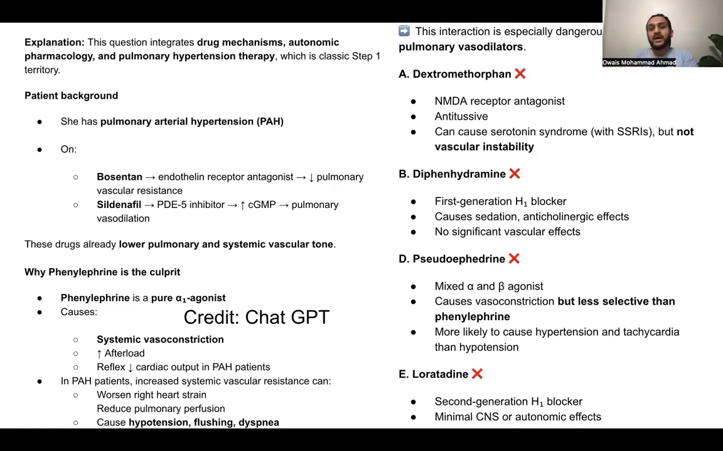Now we spoke about everything. One thing we didn't speak about was pseudoephedrine. Pseudoephedrine has mixed alpha 1 and beta agonist activity. So it causes vasoconstriction but is less selective than phenylephrine. So it's more likely to cause hypertension and tachycardia, because it's mixed. And we didn't really speak about this, so this is a bit of a tricky question.